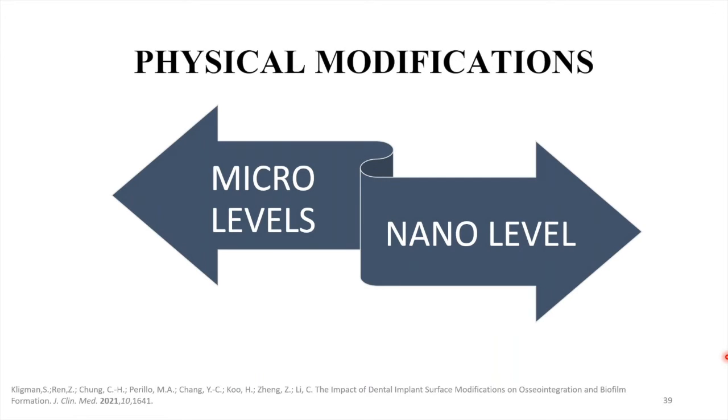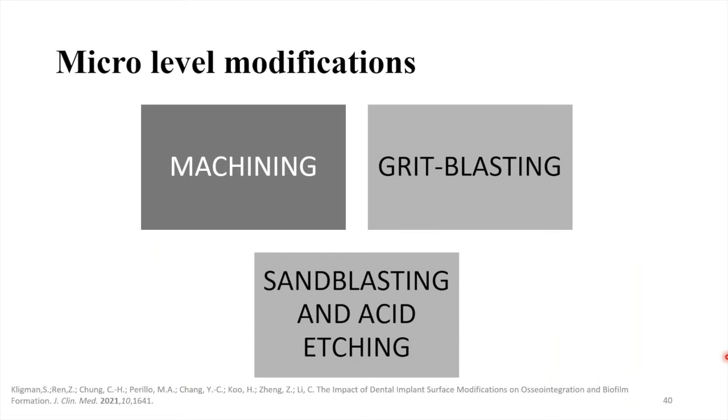The physical modifications can be at the micro level and the nano level. At the micro level, an increase in the implant surface area on the micrometer scale enhances the fibrin matrix formation as the osteoconductive scaffold for the osteogenic cells. The changes here range from 1 to 100 micrometer, and it includes machining, grit blasting, sandblasting, and acid etching.